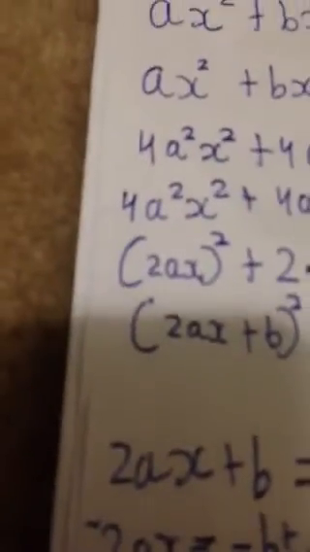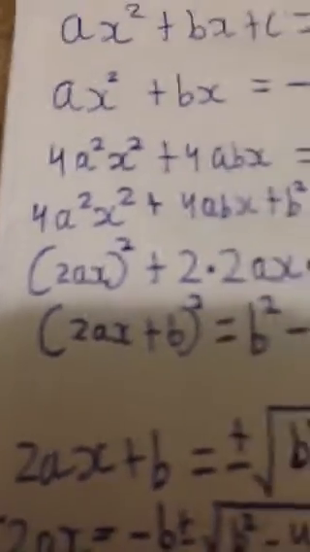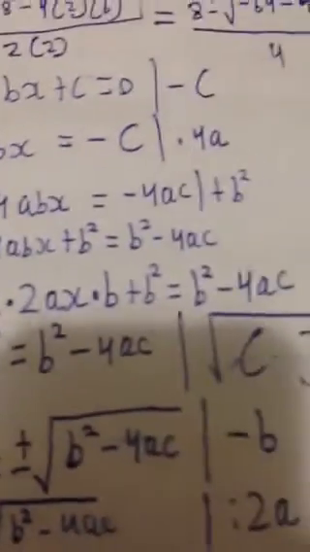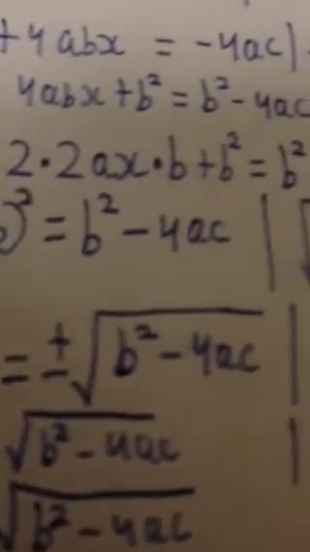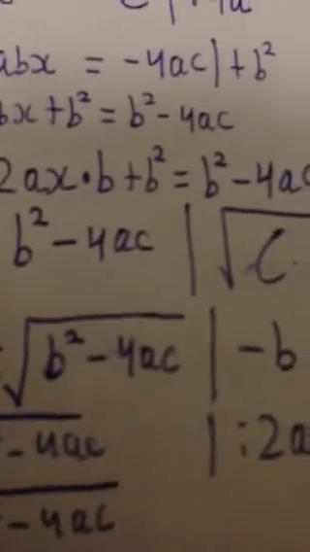And then we're almost done here, and we can substitute this into parentheses: 2ax plus b squared is equal to b squared minus 4ac. And so we add a square root symbol, and so we get 2ax plus b is equal to the plus or minus of the square root of b squared minus 4ac.